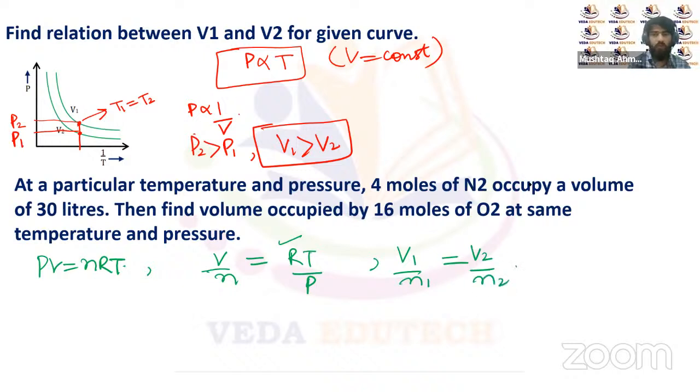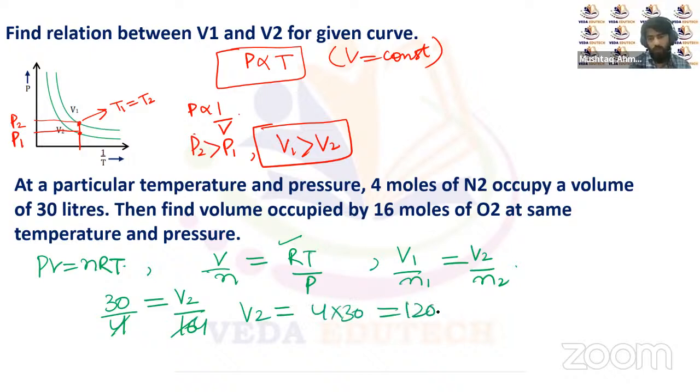Now 4 moles of N2 occupy a volume of 30 liters. Then we have to calculate the volume of 16 moles of O2, right? We'll just multiply by 4, since 16 is 4 times 4. So V2 will be equal to 4 multiplied by 30, that is 120 liters. So 120 liters of volume will be occupied by the 16 moles of oxygen.